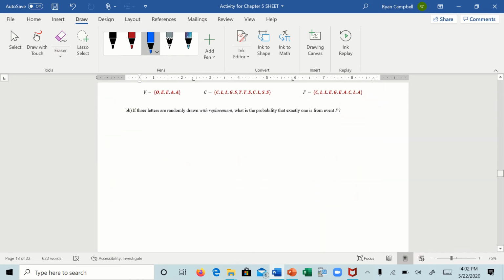All right. 3 letters with replacement, what's the probability exactly 1 is from F? So listing them all out, either the first one's from F, the second one's from F, or the last one's from F. So there's 10 letters in F, so we've got 10 out of 17. So if 10 are from F, that means the other, right, we can subtract it.